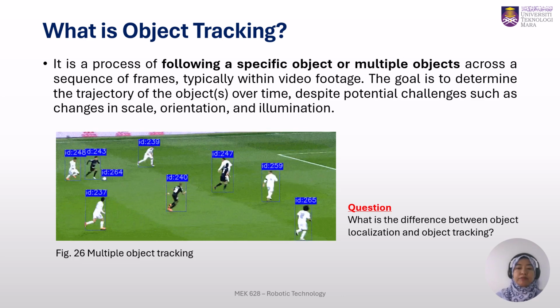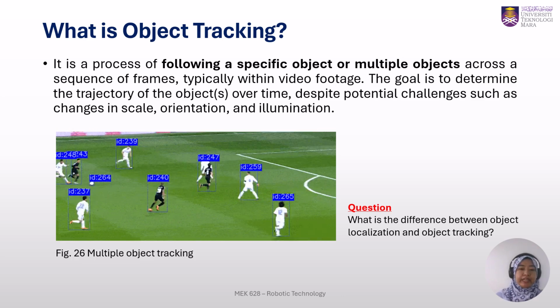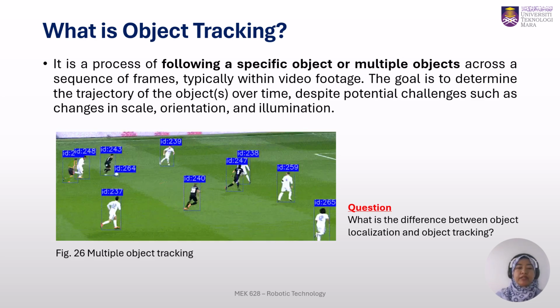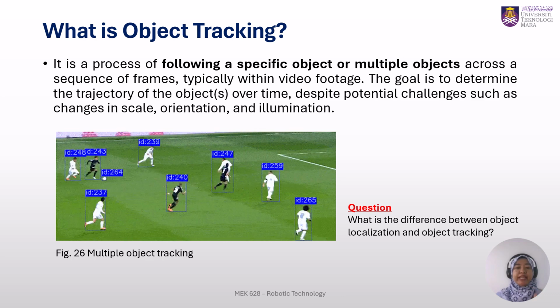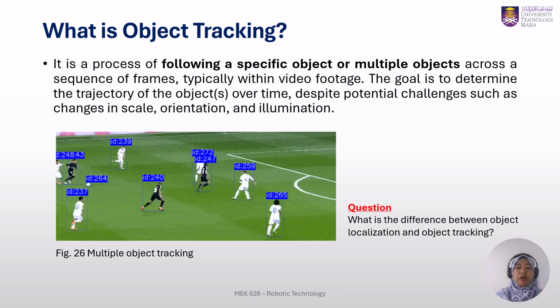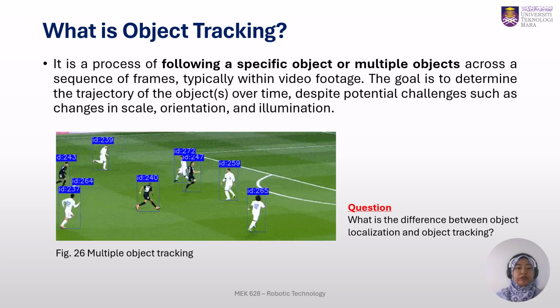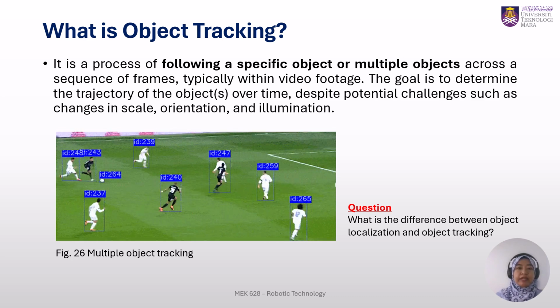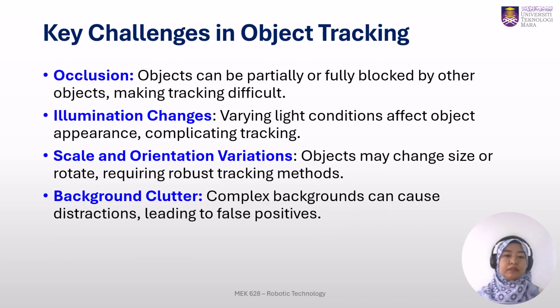So what is the difference between object localization and object tracking? Object localization will locate the object in the image, while object tracking will track the object in multiple frames of images.